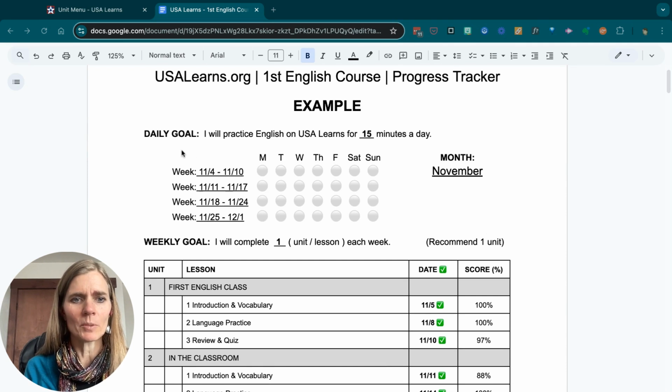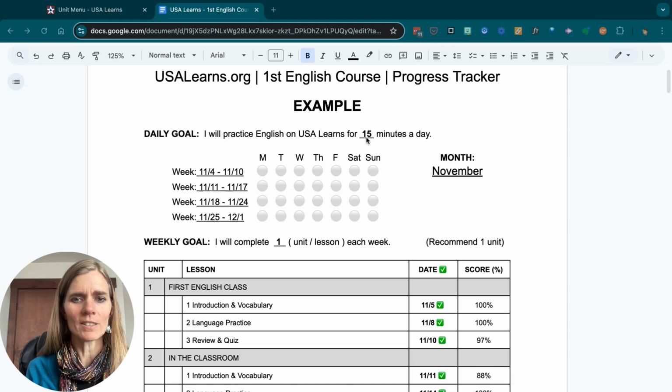So at the top, you have a daily goal to practice English. I will practice English on USA Learns for a certain number of minutes a day. For beginners, I suggest 10 to 20 minutes a day to start. This example is for the month of November. These are the weeks in November, Monday through Sunday.